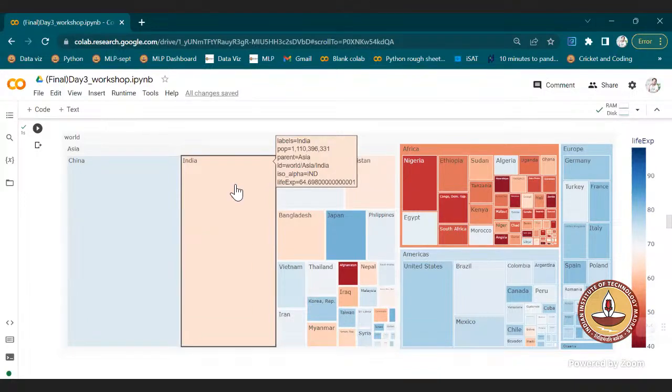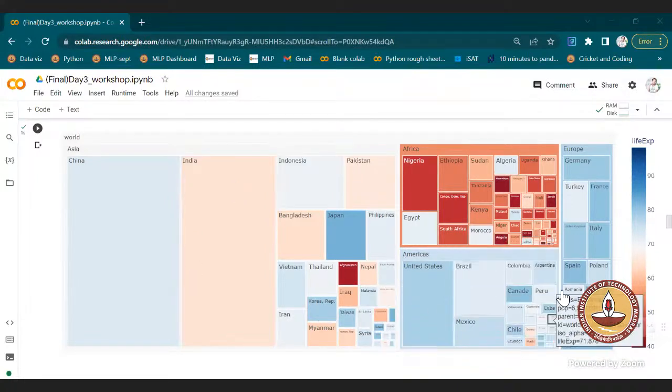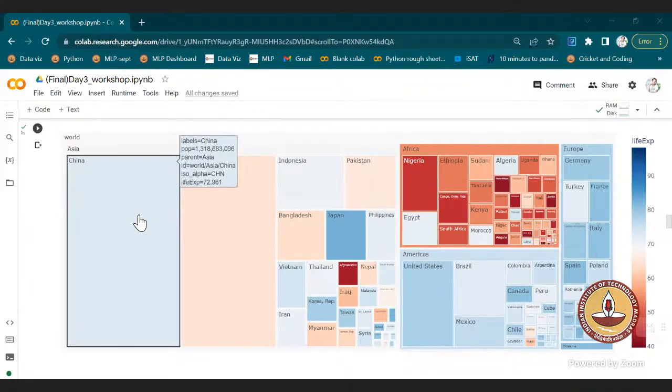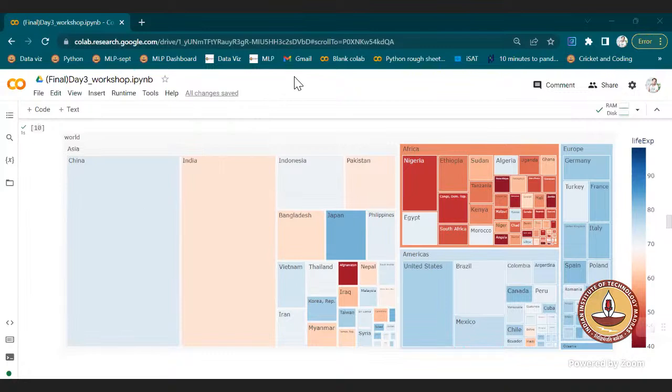Again, questions to whoever has not spoken till now. Say anything. Any observation, whatever you are seeing here. Continent, country, population, life expectancy. Right. So yeah, Suraj Dev.